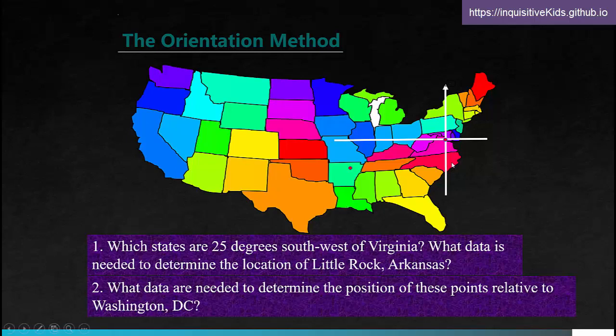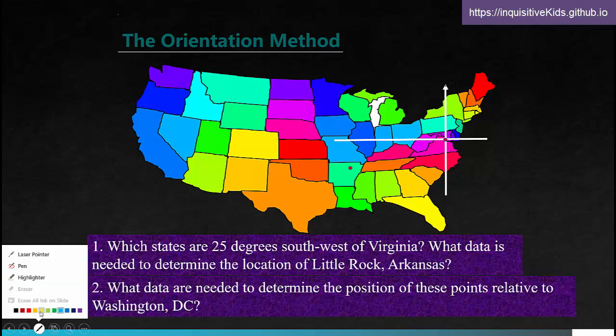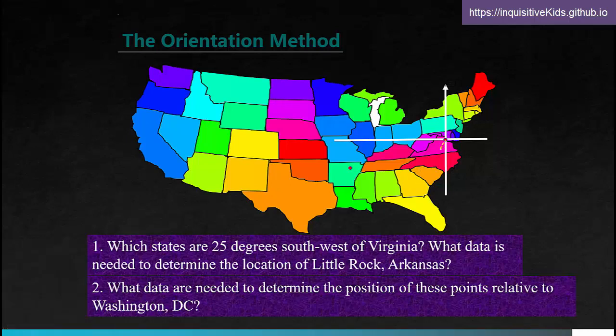So Virginia is here, 25 degrees southwest of Virginia. We could just measure southwest. So we could first measure south, right? And then 25 degrees west of that. And we follow that line down. I'm going to draw a line that's about what it is supposed to be. This is not perfect, but it will do. So all of these states could count.